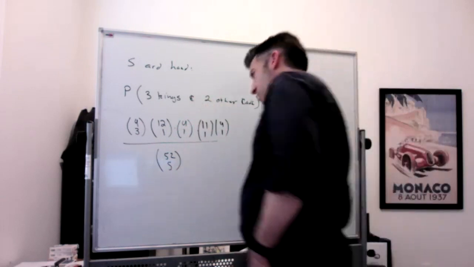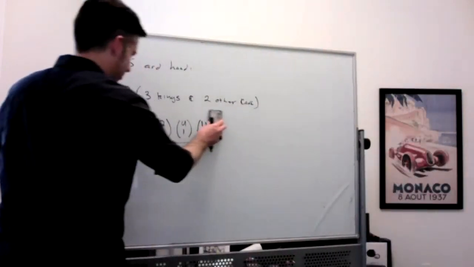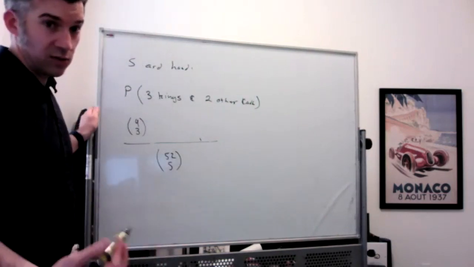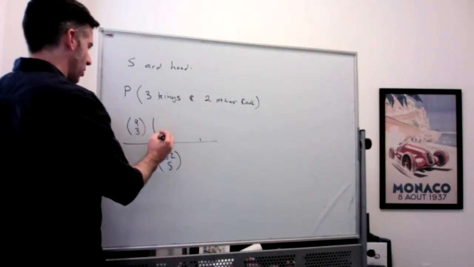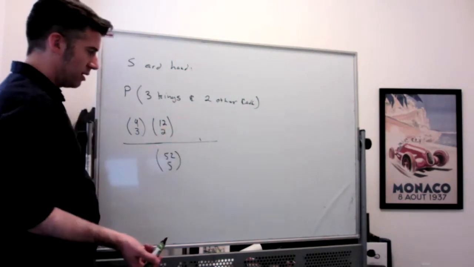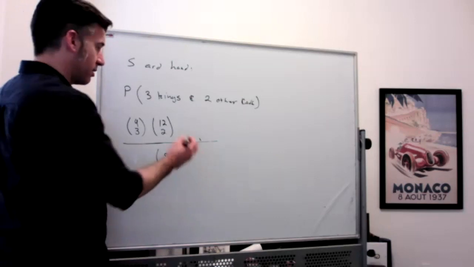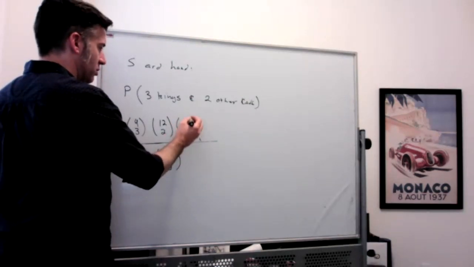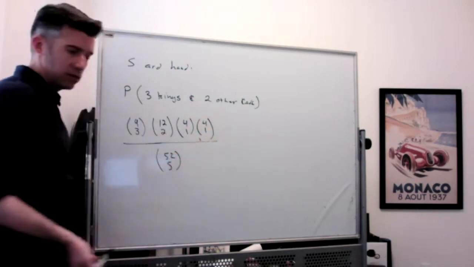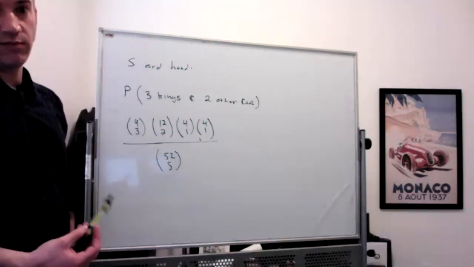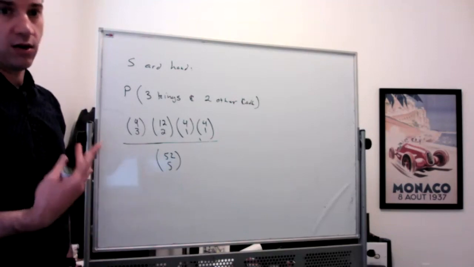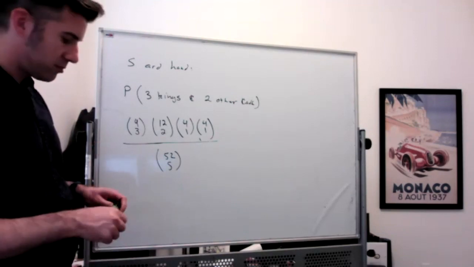So what I should actually be doing here is saying, for the two other distinct ranks, there are 12 choose two ways of picking them. And then for each of the ranks I pick, I'm going to do a 4 choose one to pick the suit, and a 4 choose one to pick the suit. So this is the probability of getting exactly 3 kings and 2 other cards that aren't a pair and aren't a king. Okay.